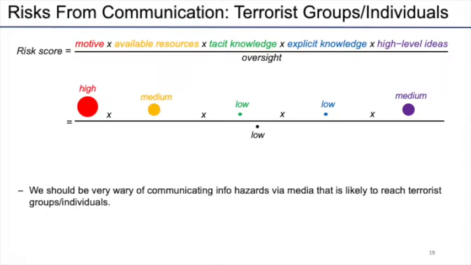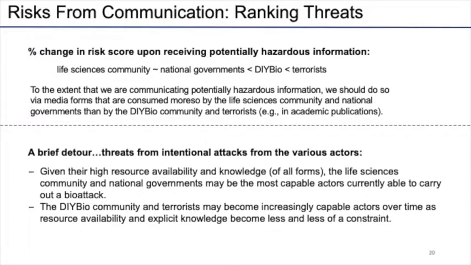So again, putting this all together, if we look at the percent change in the risk score upon receiving potentially hazardous information, I would say that the life science community and national governments are about similar, and they're at the lowest end of the spectrum, followed by the DIY bio community, and then finally terrorists at the top end. So the upshot of this is that if we have to communicate potentially hazardous information, we should do so in ways that are more likely to be consumed by the life sciences community and national governments than by the DIY bio community and terrorists. So for example, in academic publications.